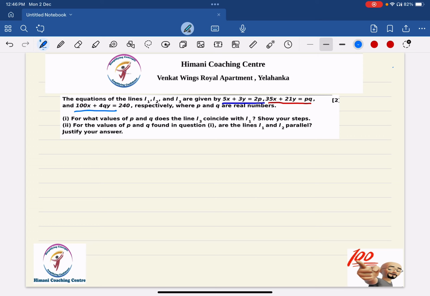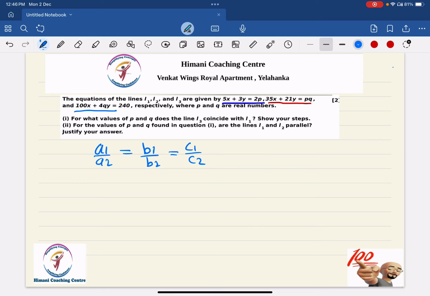Now, we just discussed that for L1 and L3 to coincide, A1 by A2 has to be equal to B1 by B2, which should be equal to C1 by C2. Okay, because the lines are coinciding, there are infinite solutions. Now let us look at L1 and L3.